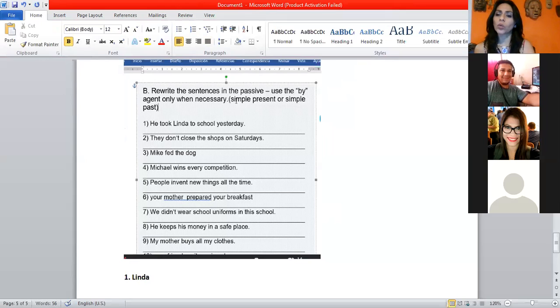Okay? Now, what you have to do is, first, you need to identify the tense. Simple present or simple past? Number one. Simple past, very good. Now, simple past means that you have to switch it to simple past passive. Okay, so Linda, excellent. Very good.